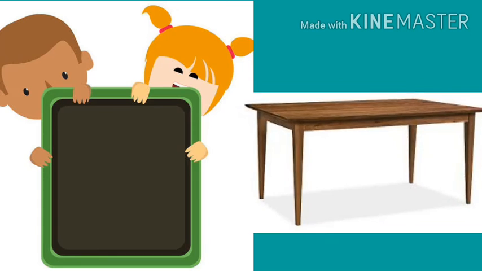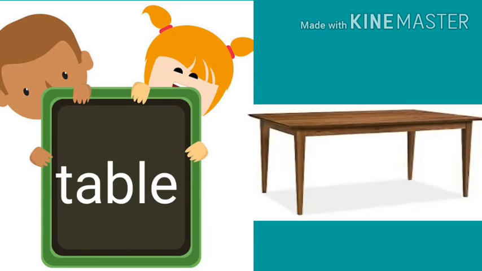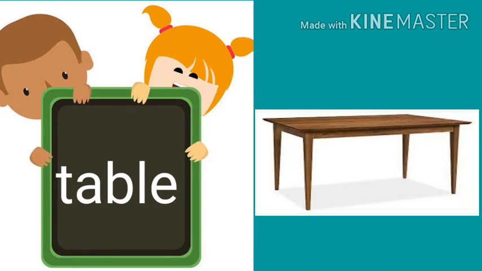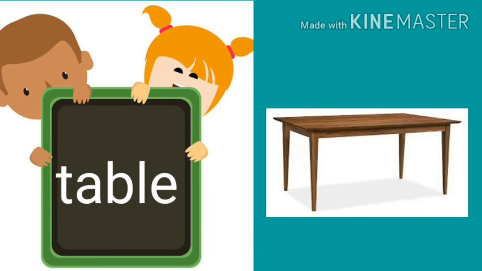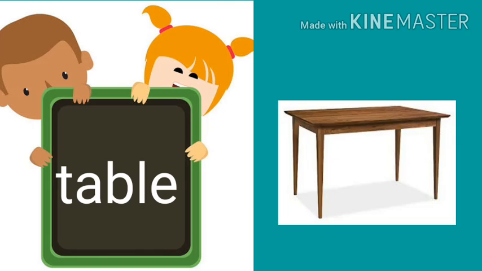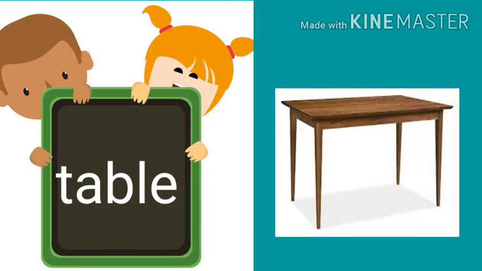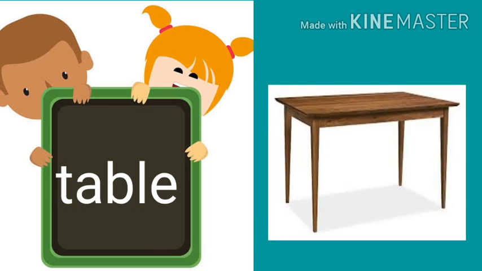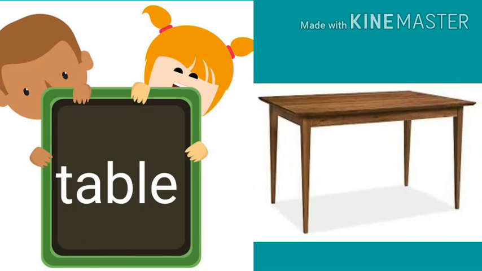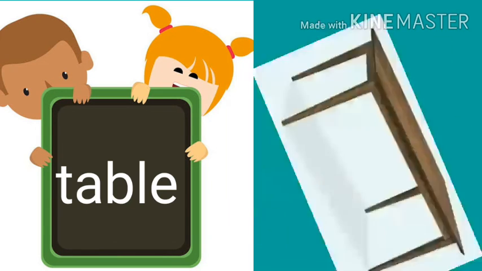Look at there, and you can see it. This is a table. What is this? It is a table. Table also has a sound in the ending. And now you spell table phonetically with me. T, a, b, table. T, a, b, table.